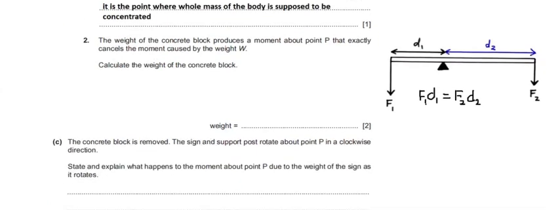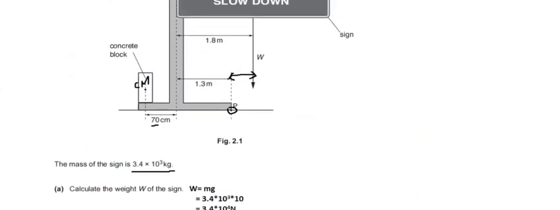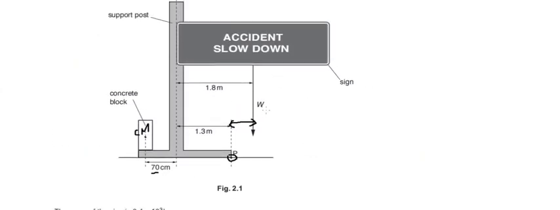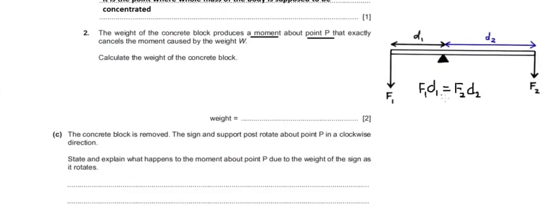Okay, so here you can see sub question number 2. The weight of the concrete block produces a moment about a point P that exactly cancels the moment caused by the weight W. Calculate the weight of the concrete block. Here the moment produced by the weight about point P is exactly the same as the moment produced by this concrete block about point P, and that is called the principle of moment.